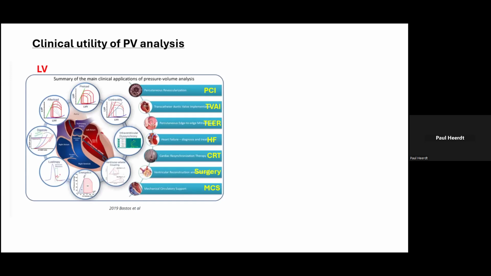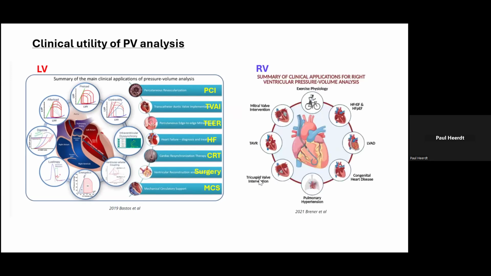Well, let's put the first one to bed initially. There is now a system approved for clinical use for ventricular pressure volume analysis. This is out there, and there is a lot in the literature describing catheter-based interventions, heart failure, CRT, surgical reconstruction, and mechanical circulatory support. A recent paper even described similar applications for the right ventricle. And I think what you'll find is there's going to be more and more published on the right side because it is far more accessible than the left.